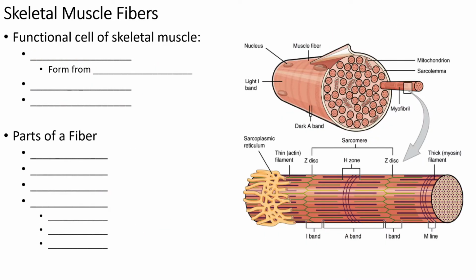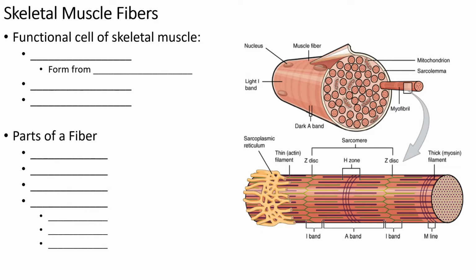The fibers of muscle themselves are the cells. They are the muscle cells. So when we say skeletal muscle fibers, we're talking about the functional part of a muscle, because this is the part of the muscle that actually does the work. The muscle itself is just a conglomeration of a bunch of cells.